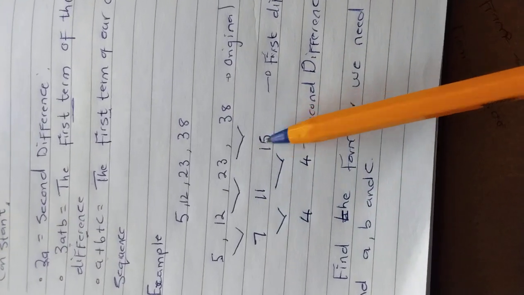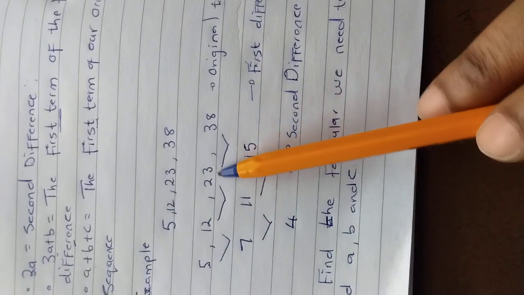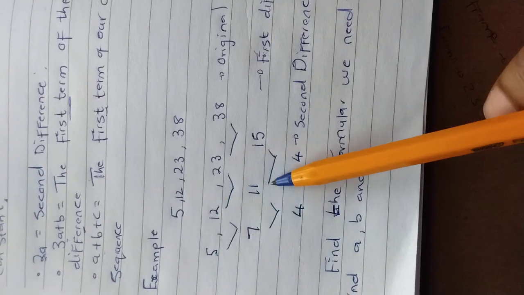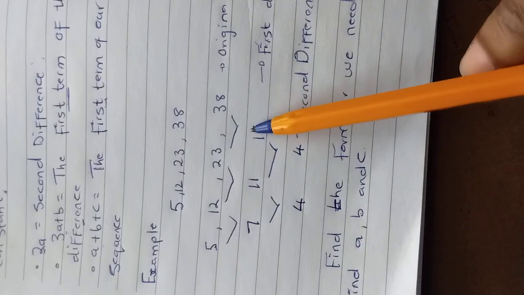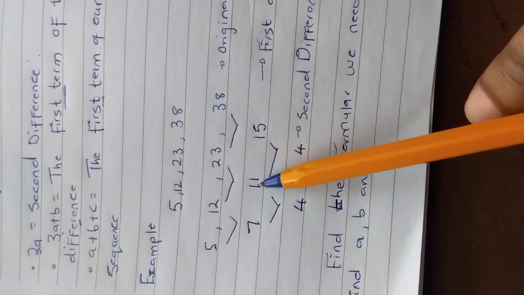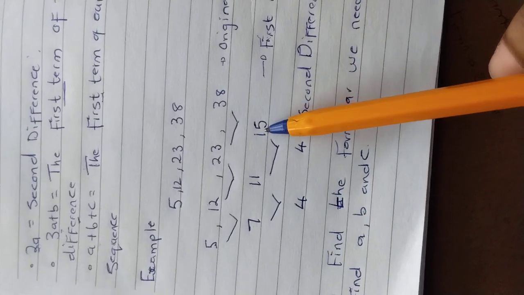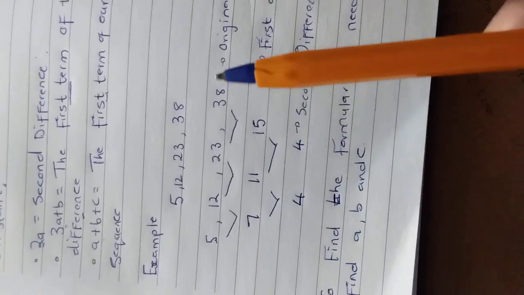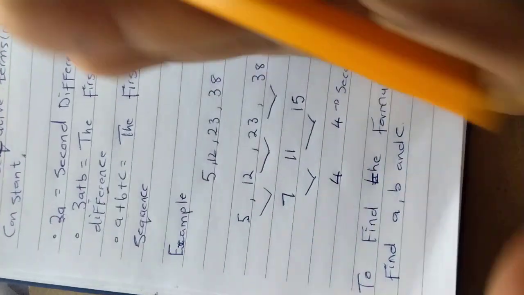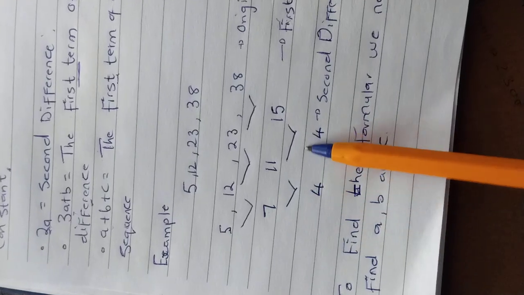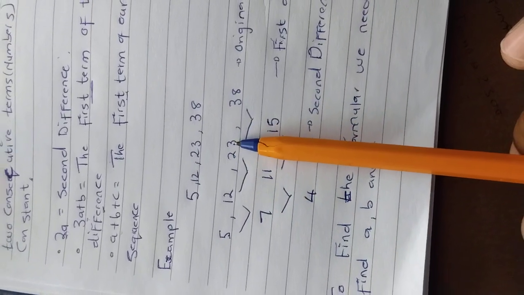We obtain our first difference from what? From taking our T2 minus T1 to get the 7, and then our T3 minus T2 to get the 11, and then the T4 minus T3 to get what? Our 5. Here we say this one minus this one, it's the difference between the numbers, and then 15 minus 11 to get our 4. So now we have our numbers from our second difference, first difference, and then our original term.